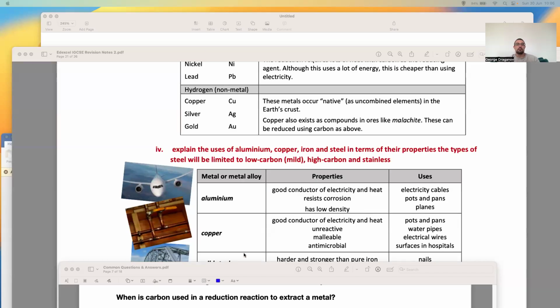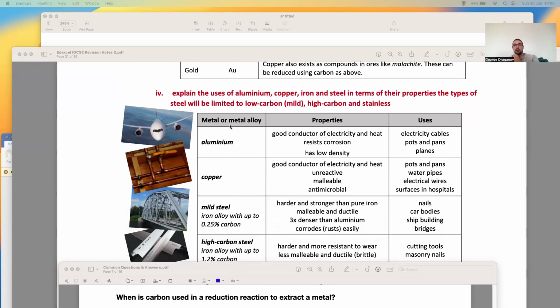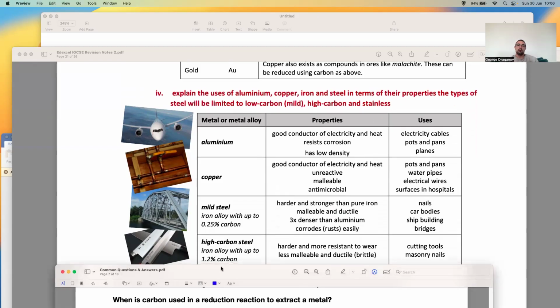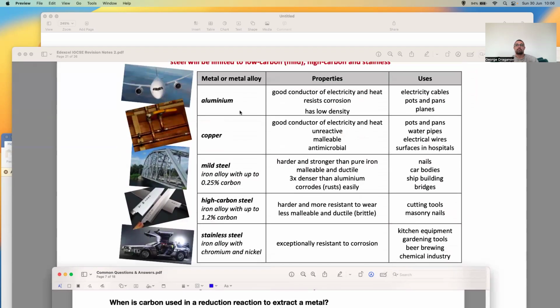Hi guys, in this lesson we're going to look at a nice short lesson on this particular syllabus point for the Edexcel people. Explain the uses of aluminium, copper, iron, steel in terms of properties. Steel will be limited from low carbon to high carbon to stainless steel. So unfortunately, it is a memory aspect that you have to know. So if I just go through them once.